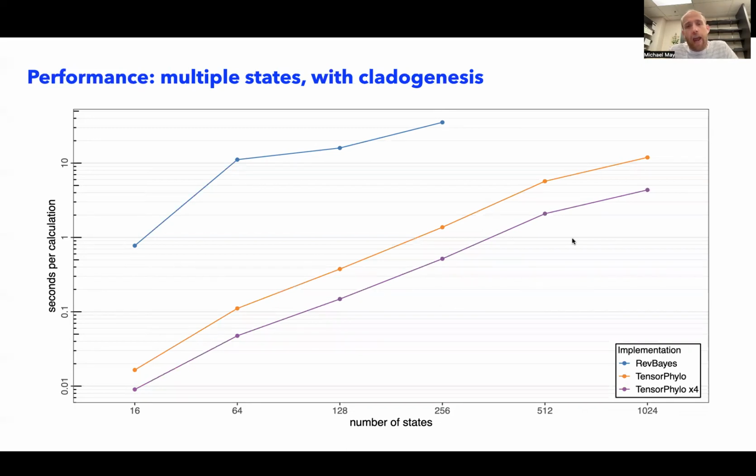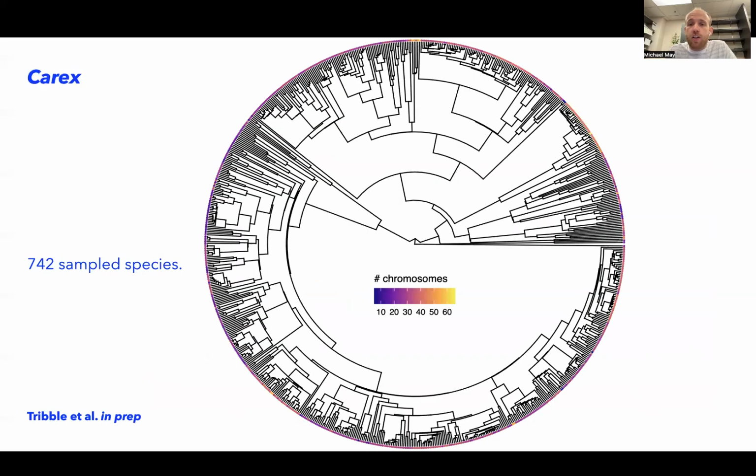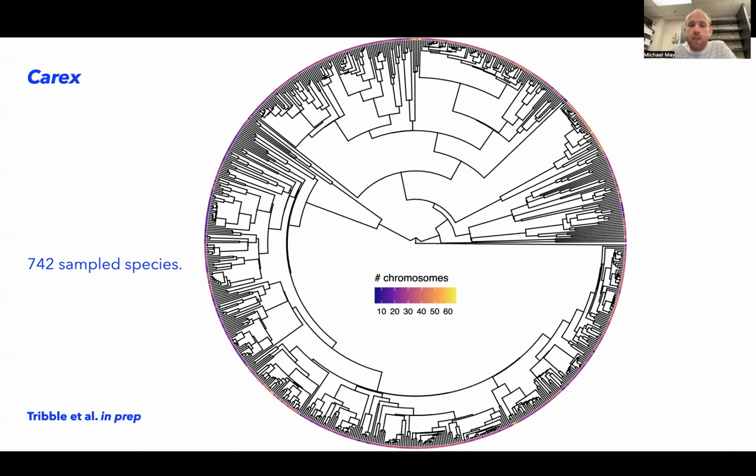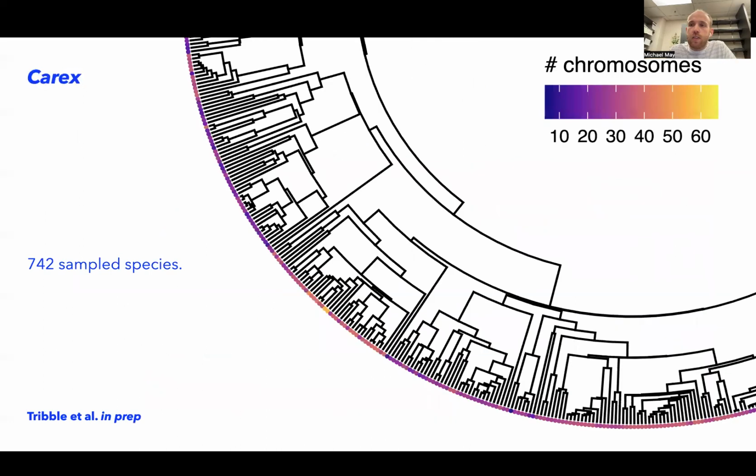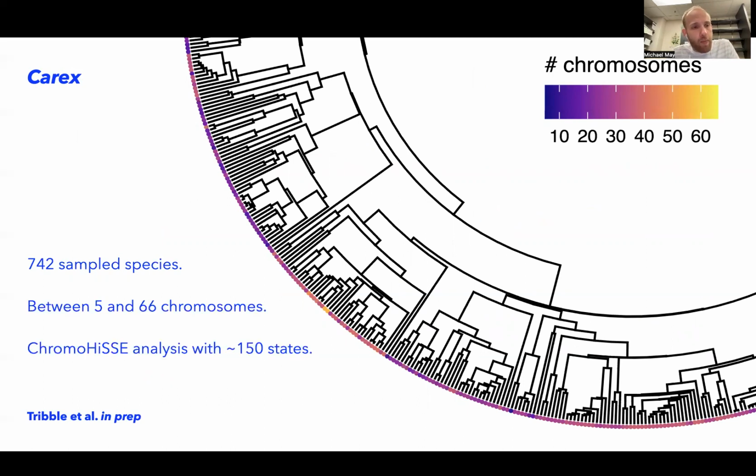So these are fairly abstract comparisons of performance, just seconds per calculation. I want to show you an example of TensorPhylo in the wild. With Carrie Tribble and others, I'm analyzing this data set of Carex. This is a genus of plants, sometimes called sedges, which has really interesting stuff going on in terms of chromosome evolution. So this tree has 742 species in it. And if you zoom in, you can see there's a lot of variation, even among closely related species, in number of chromosomes. There's interesting biology behind that, which I want to talk about.